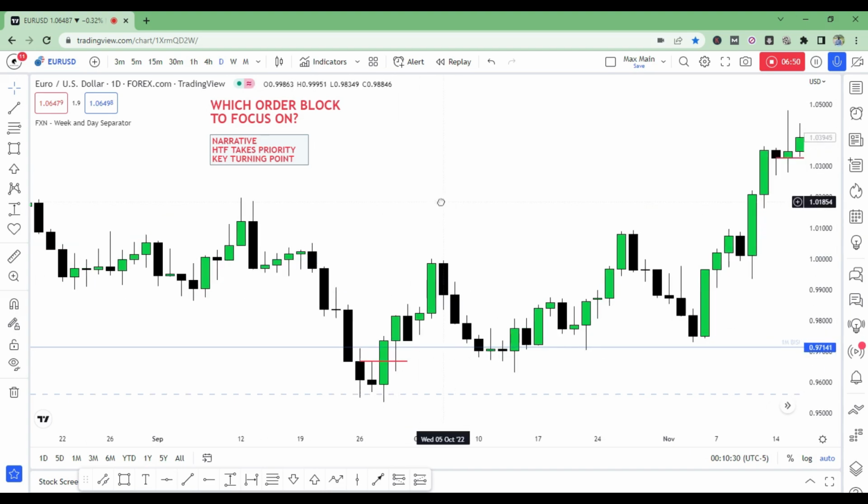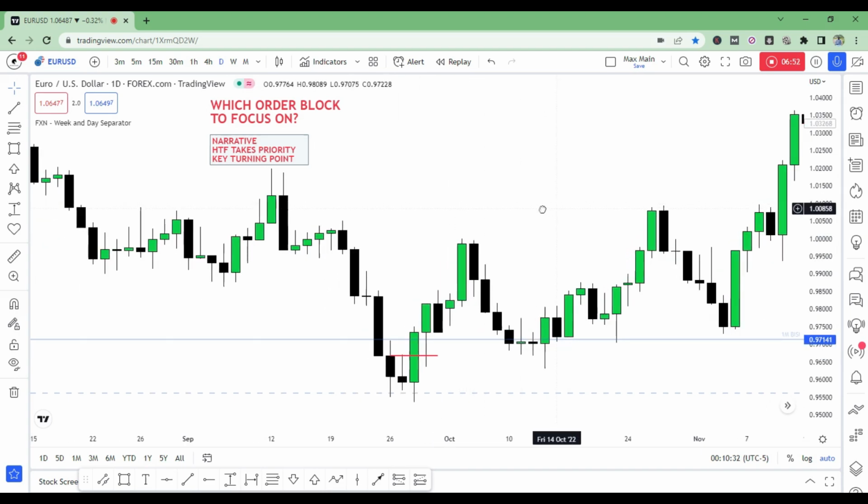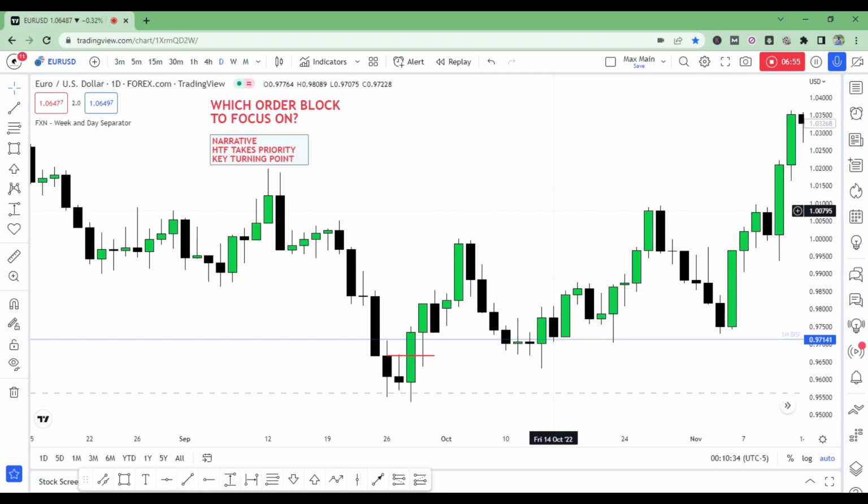So once you get the grasp of it, you can just go back and backtest and see for yourself how powerful this concept is. So you do not want to be focusing on every other order block. You do not want to be going into the 15 or 5 minutes and looking at order blocks. The most significant order blocks are in the higher time frame.